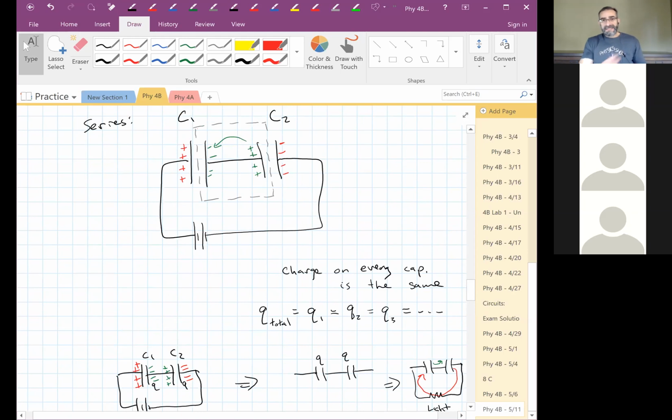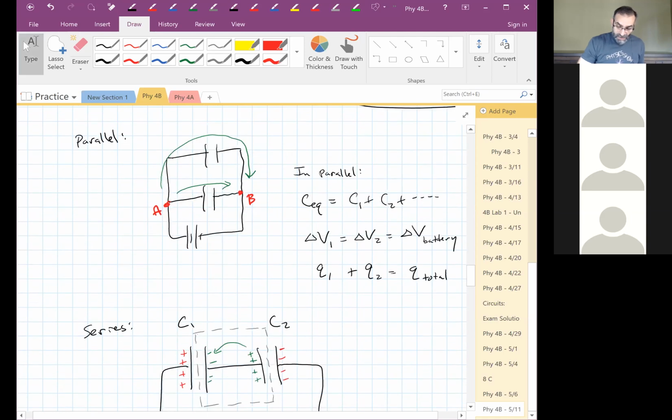You could have 10 capacitors in series, each one storing 5 microcoulombs of charge. How much do you have stored in the system? Just 5. Whatever that is on one capacitor. So the charge is the same on everything.